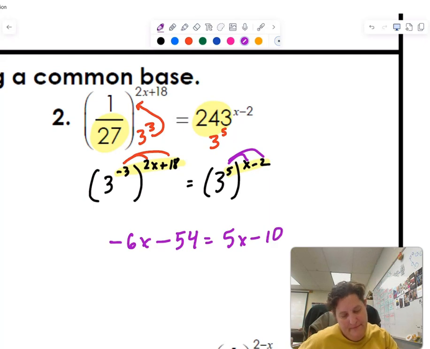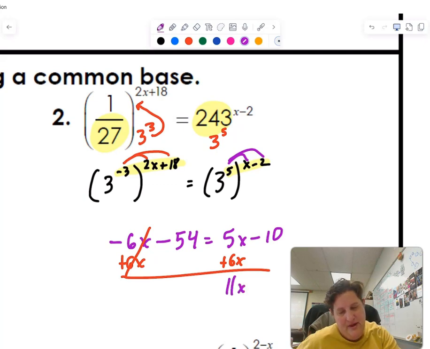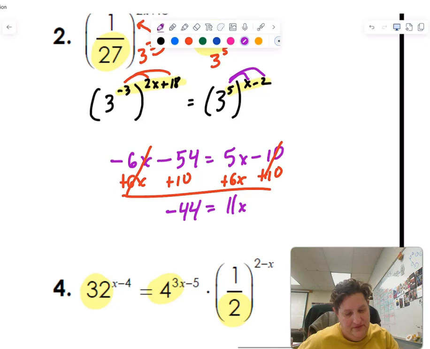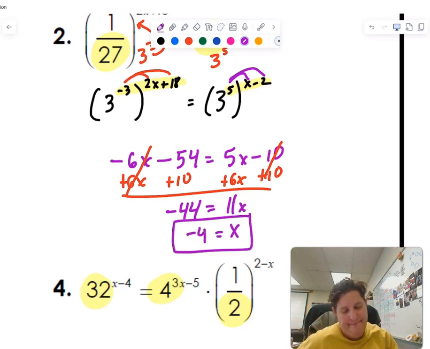Okay? Perfect. So when we solve this, I'm going to add 6 to the other side. Okay, and that gives me 11x. And then I'm going to add 10 to the other side. And that gives me -44. And so when I divide by 11 on both sides, x is -4. Okay?